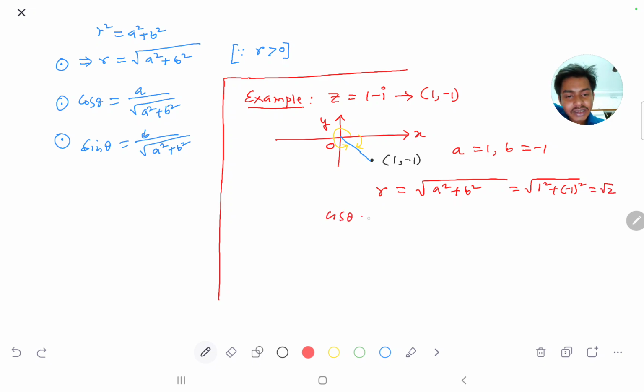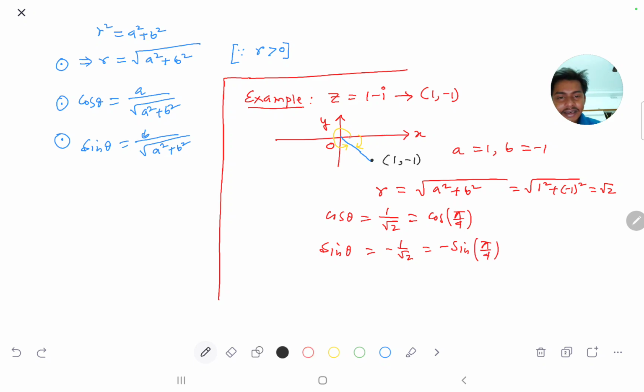Now cosine theta equals a over r, so 1 over square root of 2. And sine theta will be minus 1 over square root of 2. So this is basically cosine pi by 4 and this is minus sine of pi by 4. So look at this. The value of this angle is pi by 4.